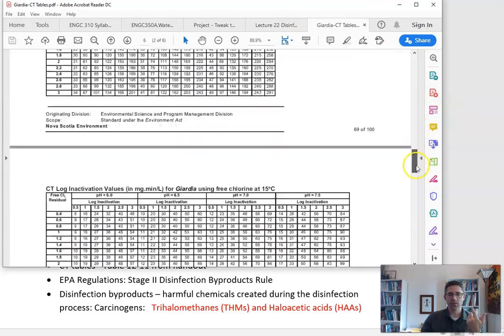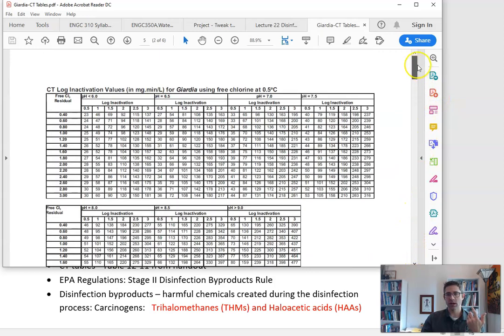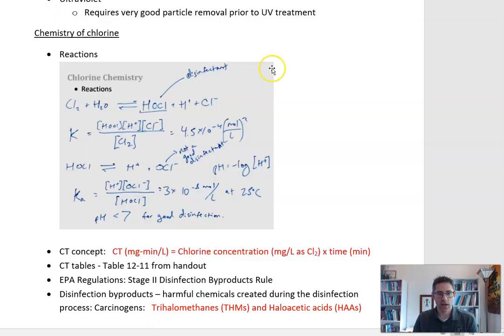Okay, so these tables, there's a bunch of them here. I put these also in the folder that you can look at. This is a common way that governments regulate how much disinfection is required. So they might say you have to have 2 log removal of Giardia or 3 log removal of Giardia. So when you're designing your disinfection system, you would design it for the conditions you have to meet these requirements, these CT values. Okay, so that's these tables.